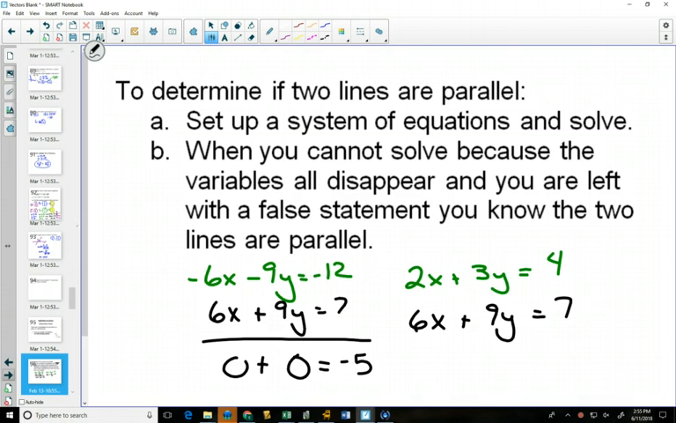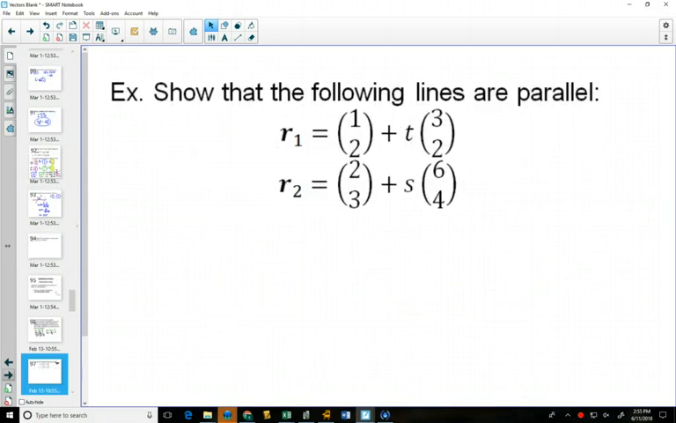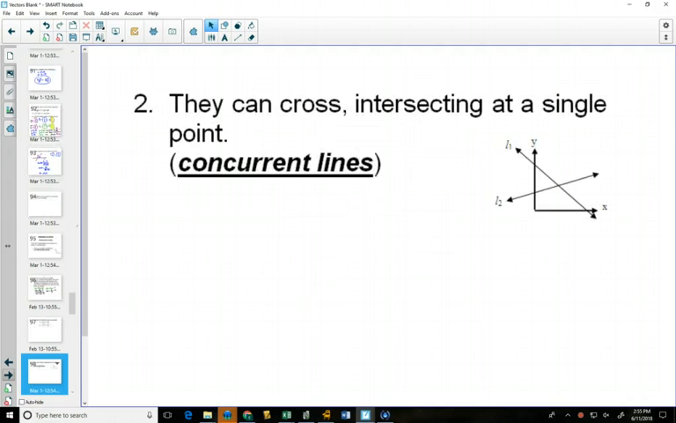Now, that solution is false. And if you get a false statement, so you cannot solve because the variables all disappear, and you get a false statement, that means that those 2 lines are parallel. If it's a true statement, if you get something like 2y equals 4, so y is equal to 2, then you have a situation where, well, they're concurrent.